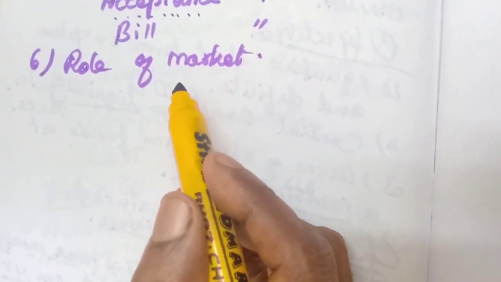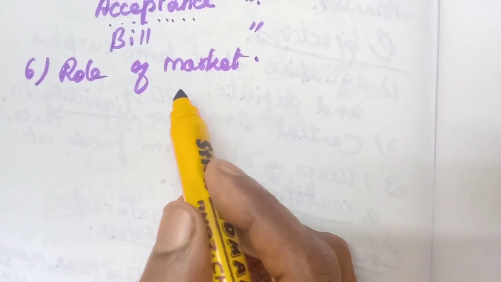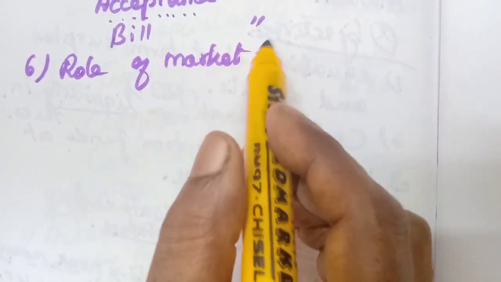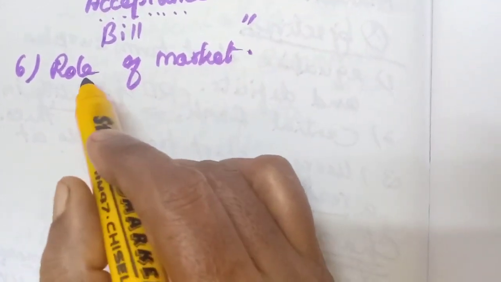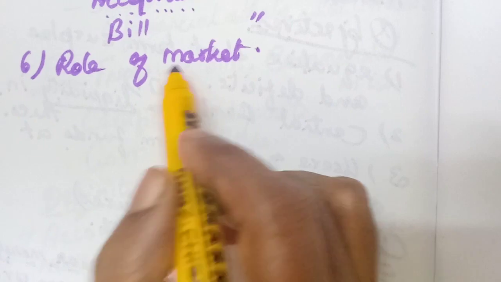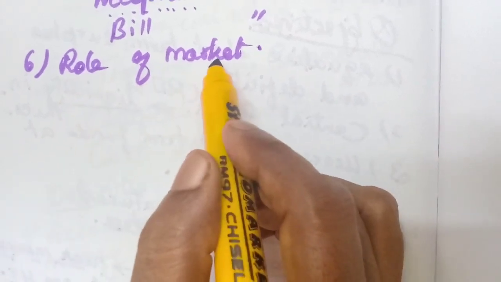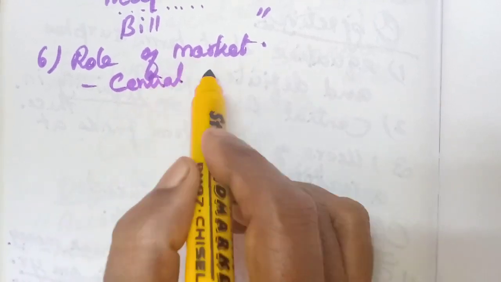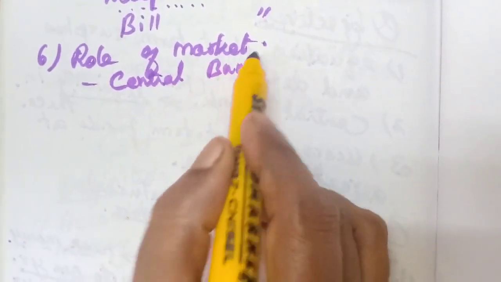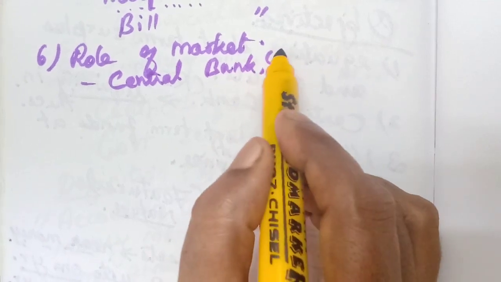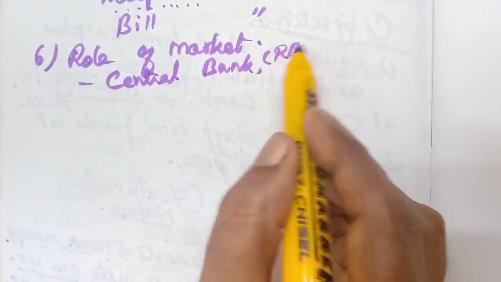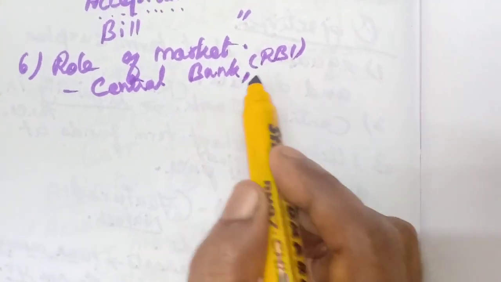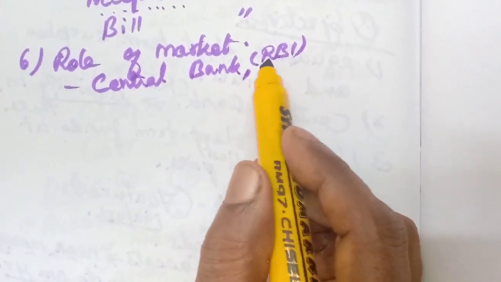Who plays the main role? Understand? Who are the components of the money market? Who are all playing a role in the money market? That is the role of market. The central bank. First one, central bank. What is the central bank? I told you already, the central bank is the Reserve Bank of India in India. Understand? Only one bank, RBI, Reserve Bank of India.